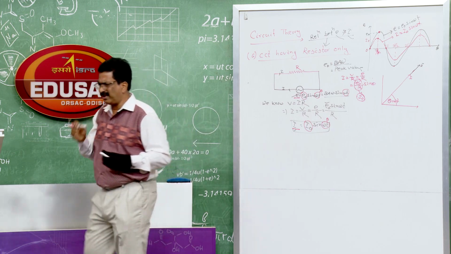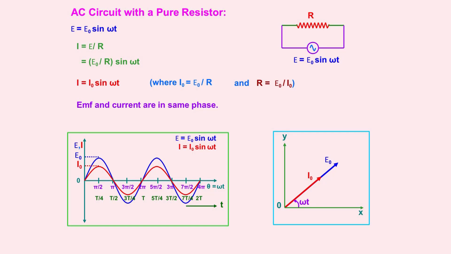So, if you look at the screen, you are observing that at the bottom right you see E0 and I0 on the same line, inclined at the same angle theta, that is omega t. So, what conclusion will you find here?